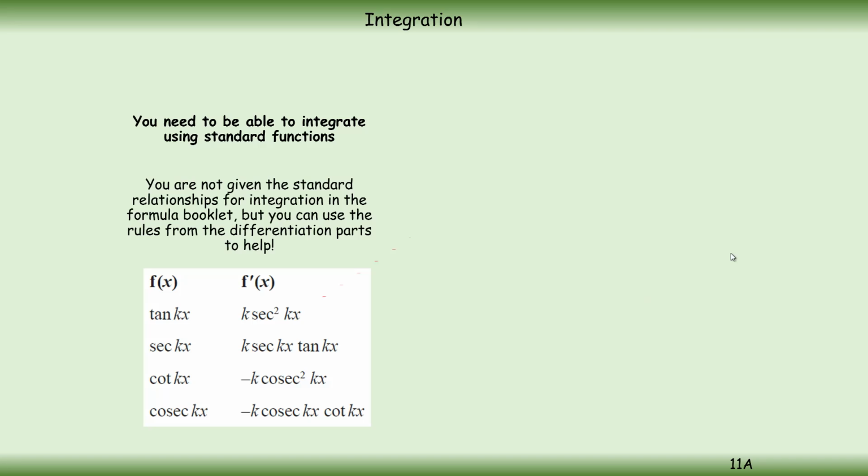Okay, so here are a few more standard functions and their derivatives. You've got tan of kx. Its derivative is k sec squared kx. Sec of kx, you get k sec kx tan kx. Cot of kx is minus k cosec squared kx, and cosec kx is equal to minus k cosec kx cot kx.